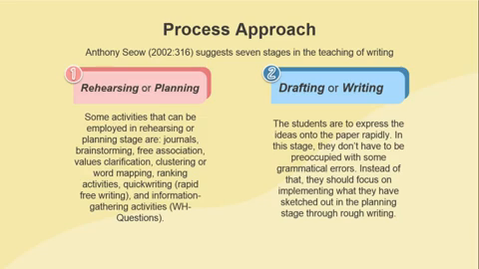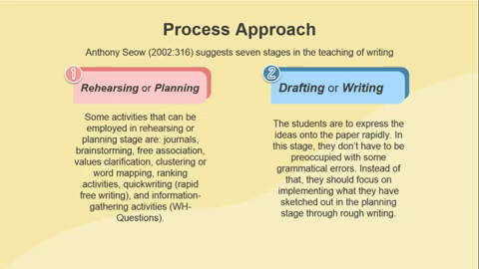Some activities that can be employed in the rehearsing or planning stage are journals, brainstorming, free association, value clarification, clustering or word mapping, ranking activities, quick writing or rapid free writing, and information gathering activity or WH questions.